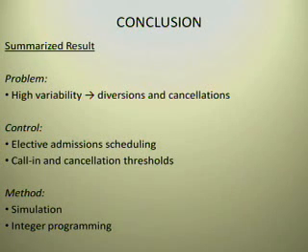So the conclusion is we know what our problem is. The problem is the hospital has high variability for the occupancy level that leads to lots and lots of diversions and cancellations. We know we have the control, which is the elective admission scheduling, and the call-in and cancellation thresholds. And we also have the method, which is the simulation and the integer program. That's the overview of what I've been doing this summer.